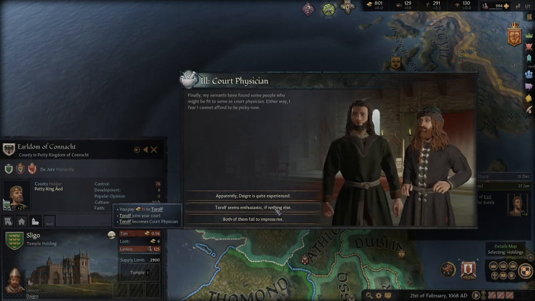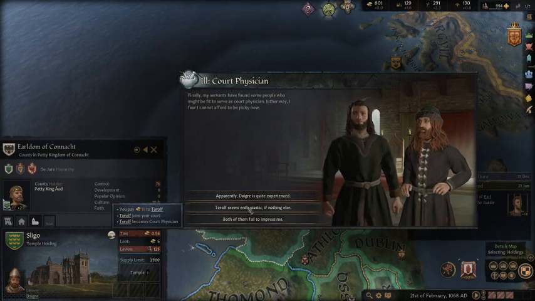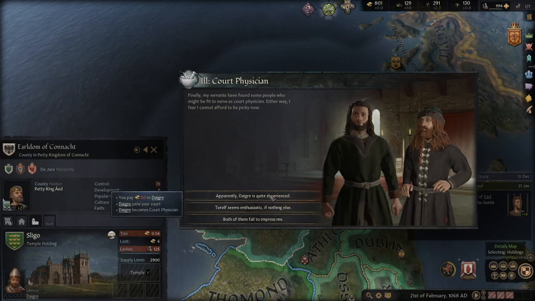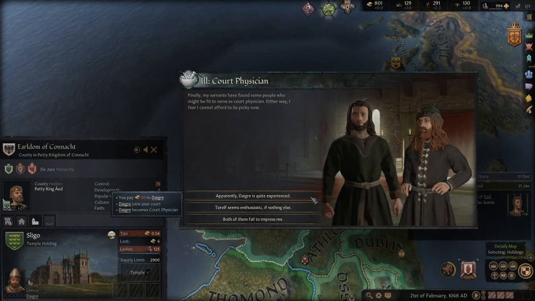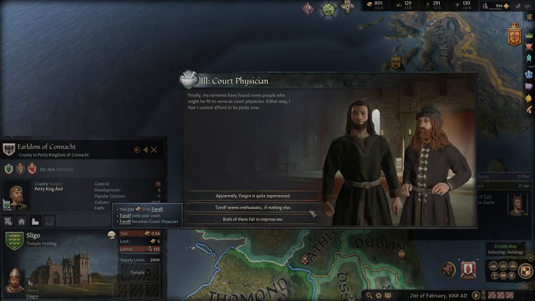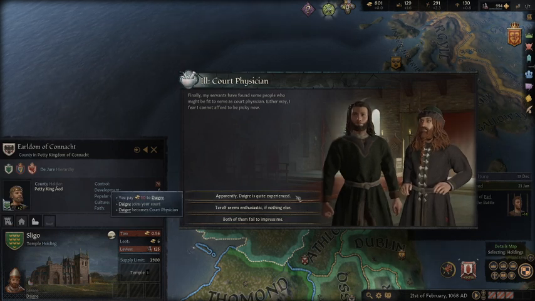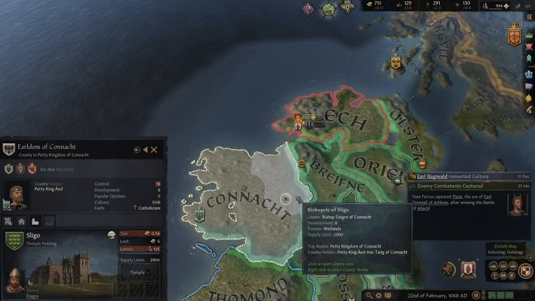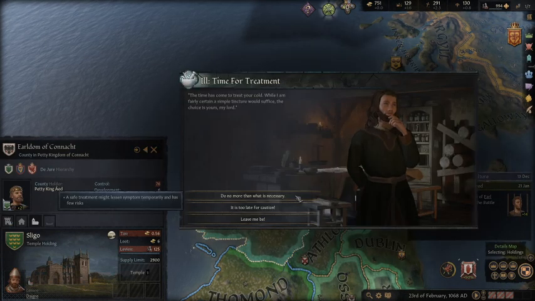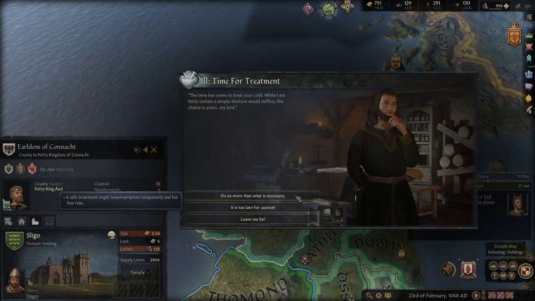And finally, my servants have found some people who might maybe fit to serve as court physician. Either way, I cannot afford to be picky now. Oh, apparently, Hager is quite experienced. Pearl seems enthusiastic, if nothing else. I've got the money, I'm gonna go with the guy with experience. Time has come to treat your cold. Well, while I'm fairly certain a simple tincture will suffice, the choice is yours, my lord.